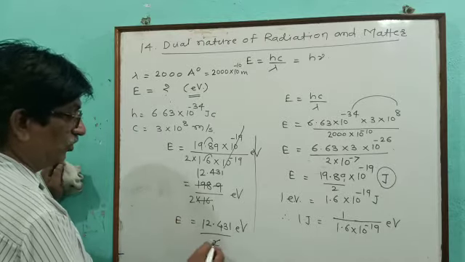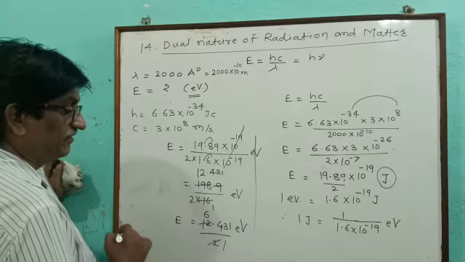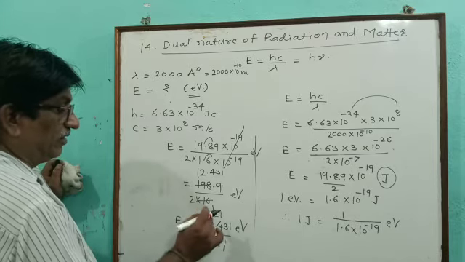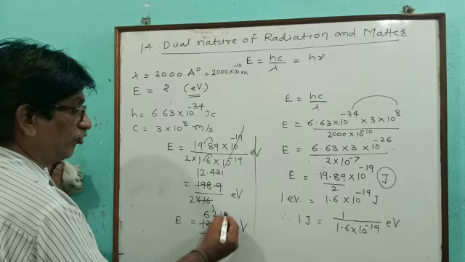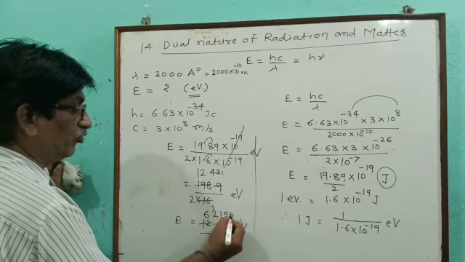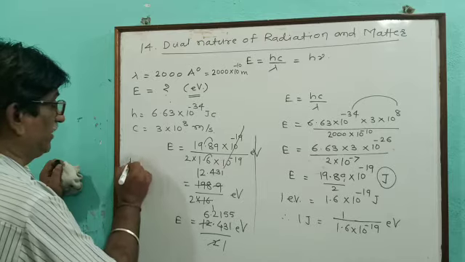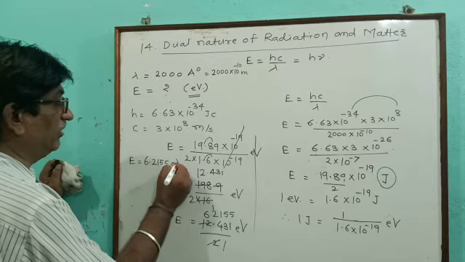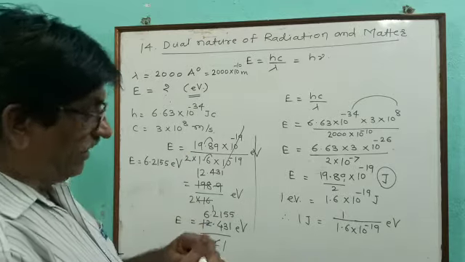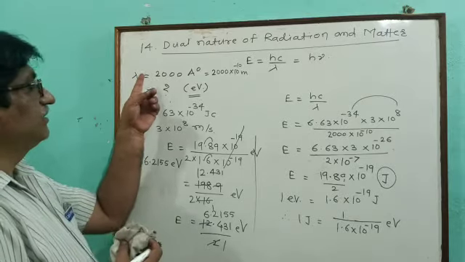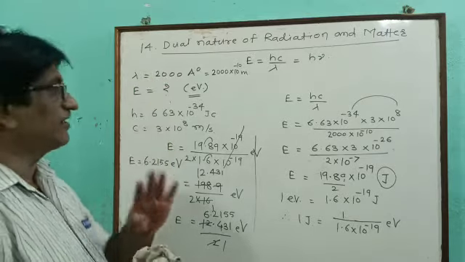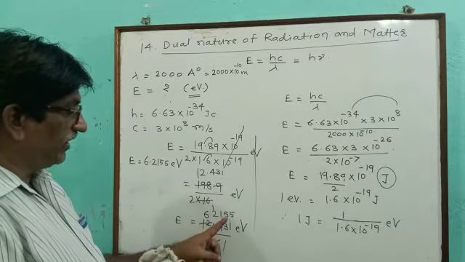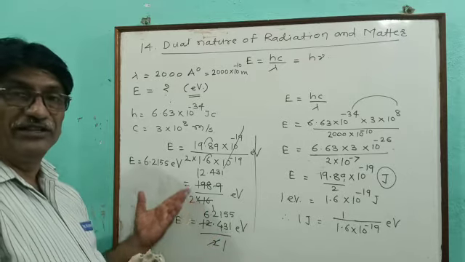Energy is equal to 2 1 the 2, 2 6 the 12, point 2 2 the 4, 2 1 the 2, 1 is remaining, that is 2 5 the 10, 1 is remaining, 2 5 the 10. So here energy will be 6.2155 electron volt. Similarly we can find out when wavelength is given as 3000 angstrom unit. So here we divide 12.431 by 3. So we can find the answer 4 point something.